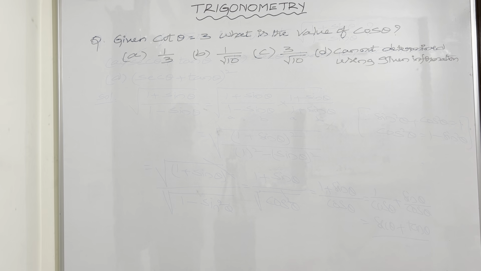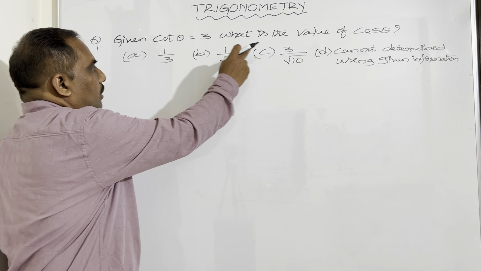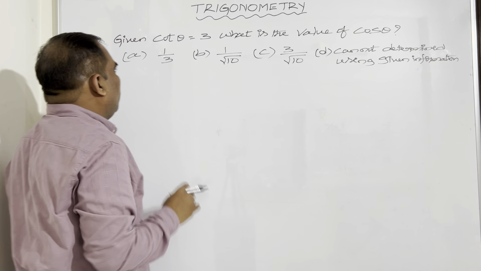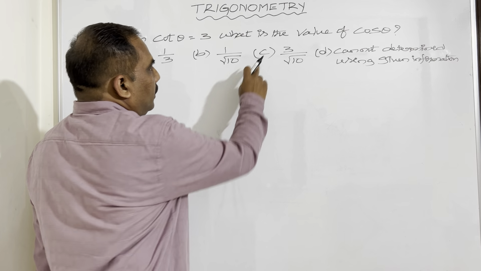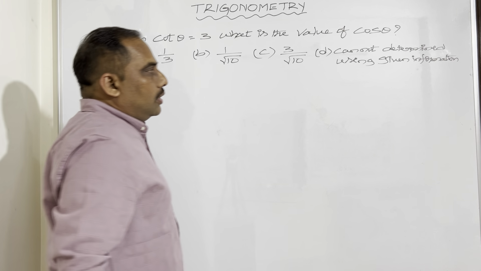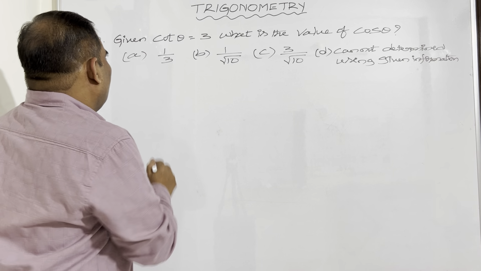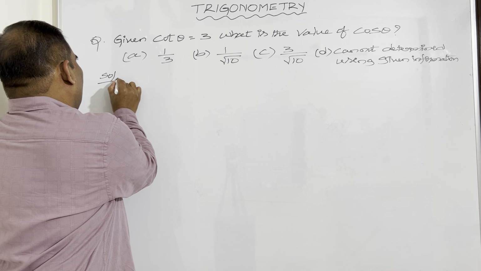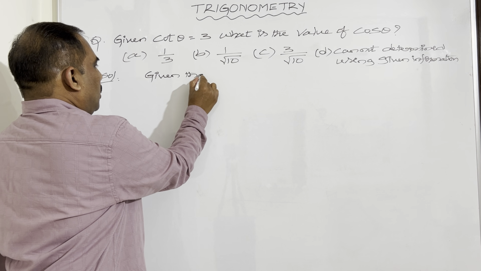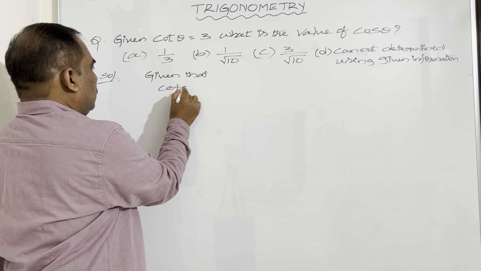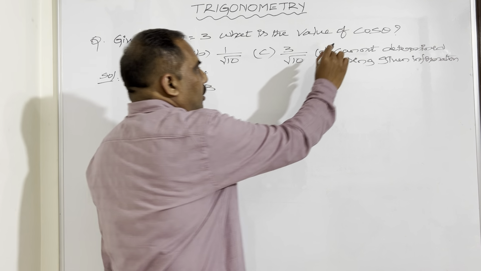Next, given cot theta is equal to 3, what is the value of cos theta? Option A is 1 by 3, B is 1 by root 10, C is 3 by root 10, and D is cannot be determined using the given information. So how to find it here? Given that cot theta is equal to 3, we have to find cos theta.